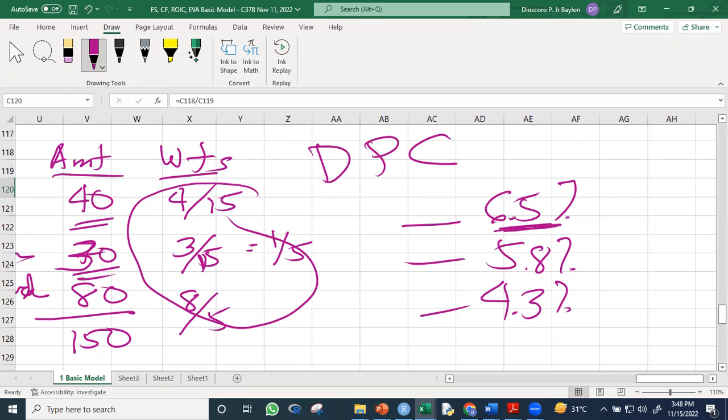Ano to, guys? What's this? Is this the preferred stock? Is this the common stock or the debt? So yung first will be what is this? The second will be kung ano yung 5.8. The third will be kung ano yung 4.3. Sige nga, class. I'll give you a few seconds. Sino kaya yung 6.5% na yan? Sino yung 5.8% at saka sino yung 4.3%? So take a guess, guys. So give me 3 letters. Sa chat box, please.